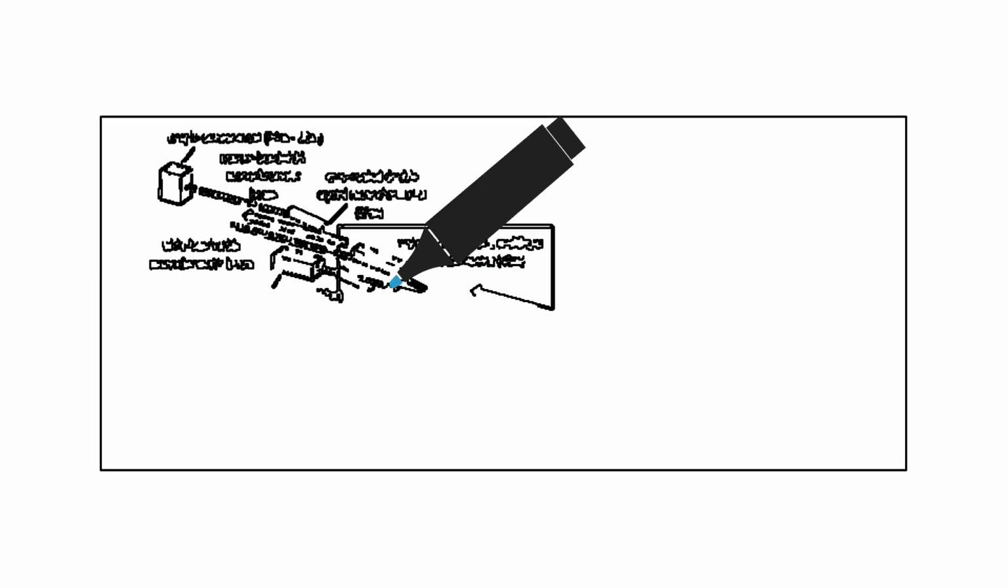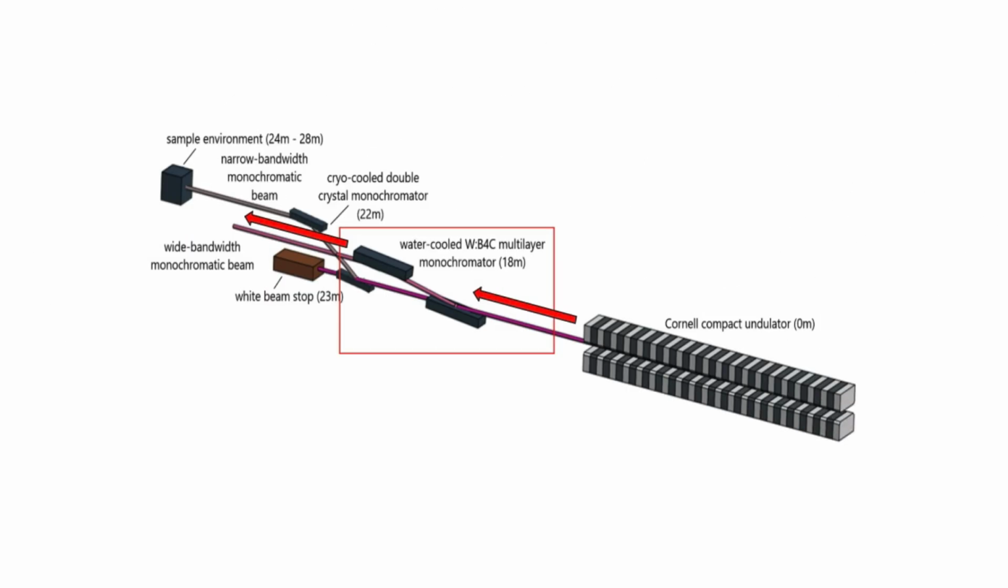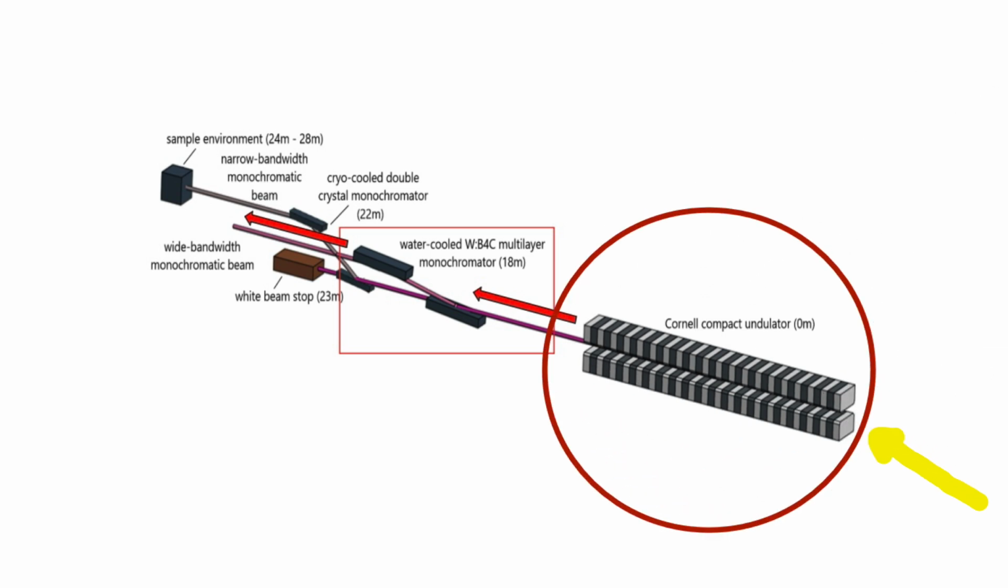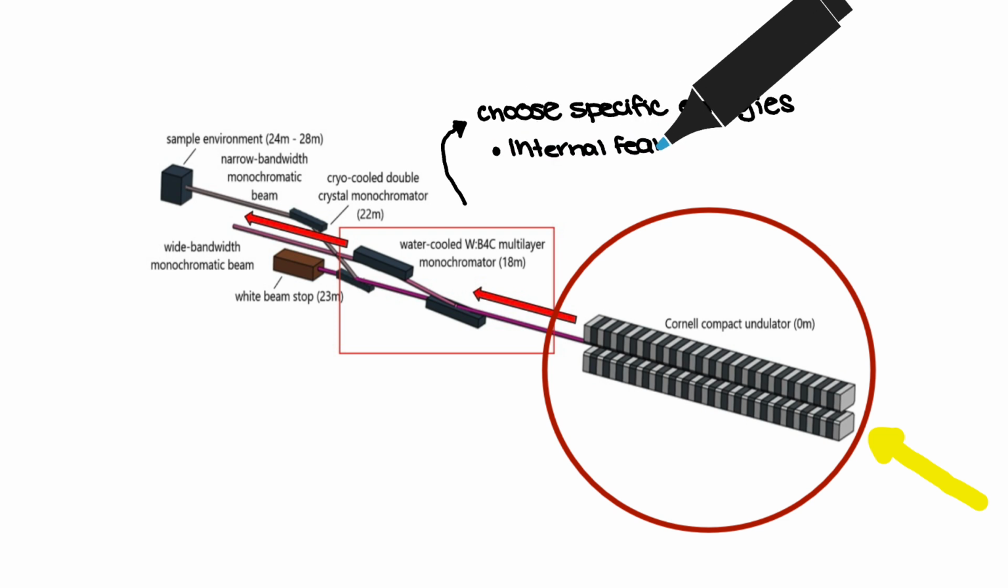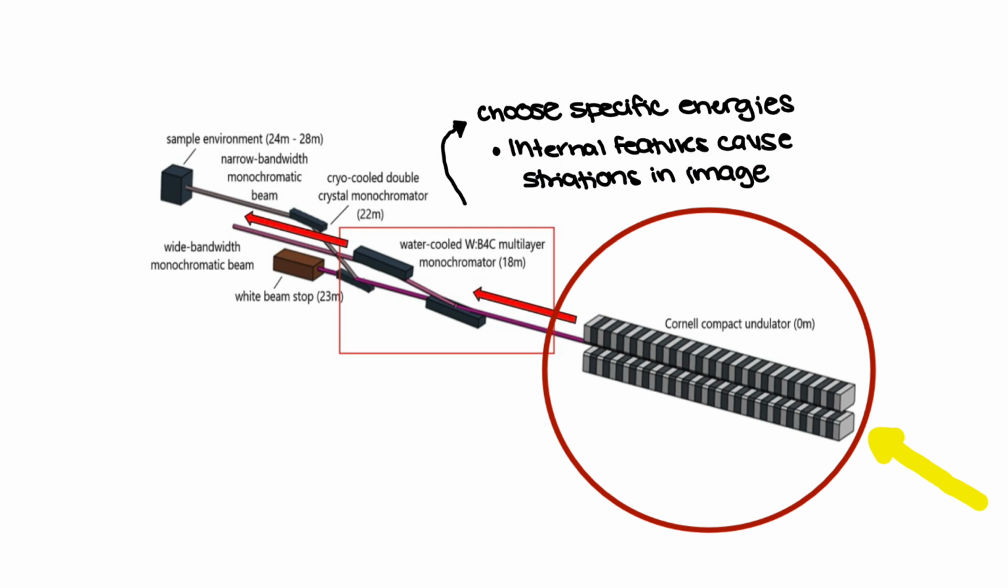To put it simply, beams from a synchrotron go through an undulator, which produces X-rays. The X-rays go through a monochromator, which allows the user to select what beam energy they want. Internal features in this monochromator are what cause striations in the resulting images of the sample. Here are some images to show what I mean.